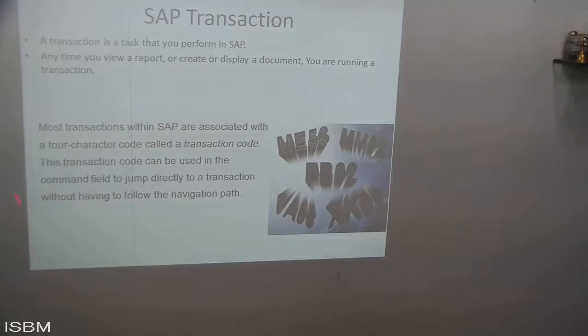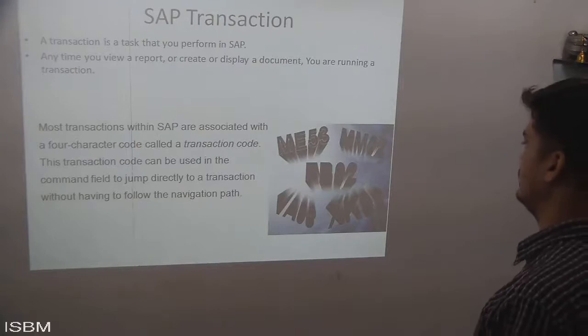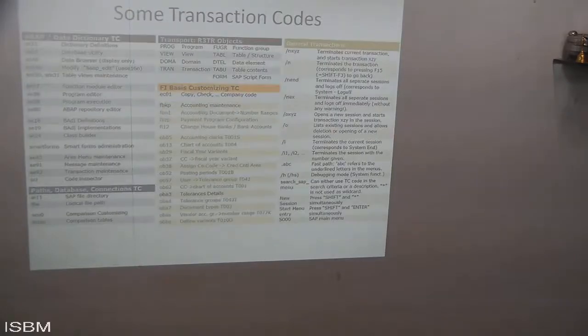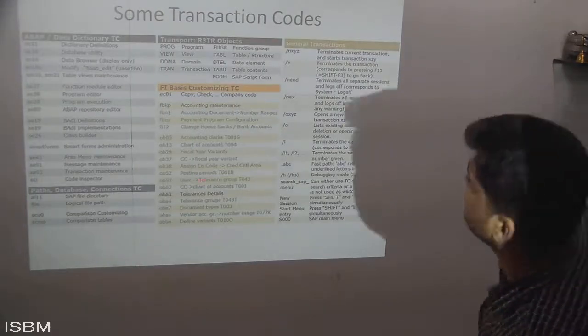This is very important. Most transactions within SAP are associated with a 4-character code, which is an alphanumeric transaction code. This transaction code can be used in the command field to jump directly to a transaction without having to follow the navigation path. Some transaction codes are written over here: ME53, MM02, FB02, VA03, XK03. These are transactions for different work.